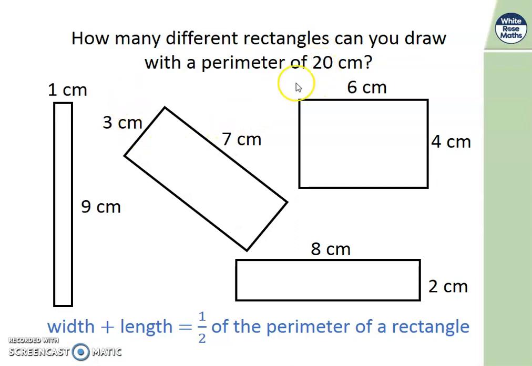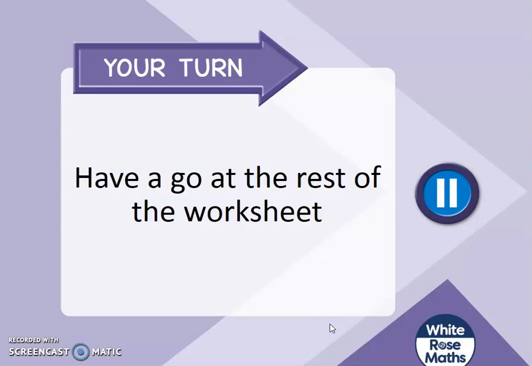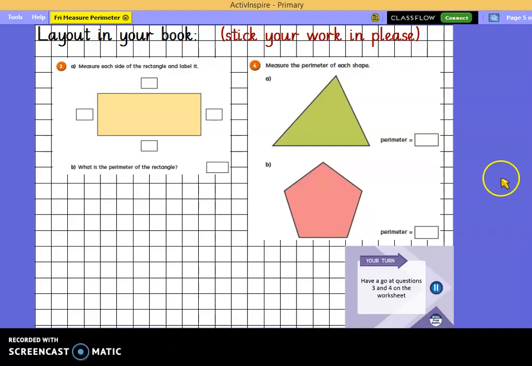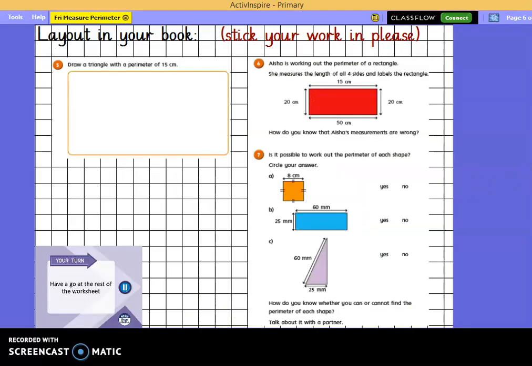3 add 7 makes 10. 6 add 4 makes 10. 8 add 2 makes 10. So they are all half of the perimeter. It's your turn, please, to have a go at the rest of the questions on the worksheet. And they look like this.